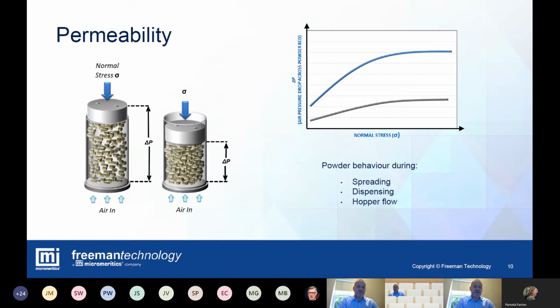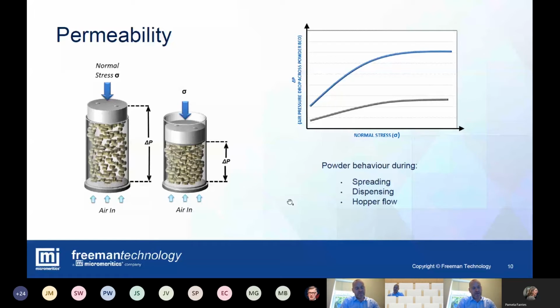And that tells us something about how a powder retains or releases air, which is very useful for things as you see on the right hand side there, spreading, dispensing, hopper flow. But anywhere where powder needs to move from one place to another, you typically need air to go in the other direction. So hopefully that was a very brief introduction to powder rheology, but more importantly, I want to show you a little bit about how this data can be used with some case studies.